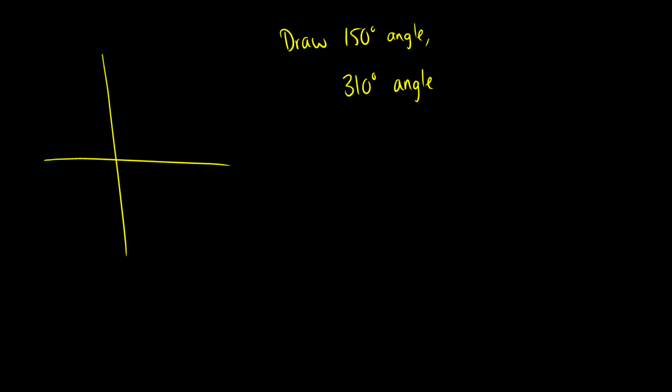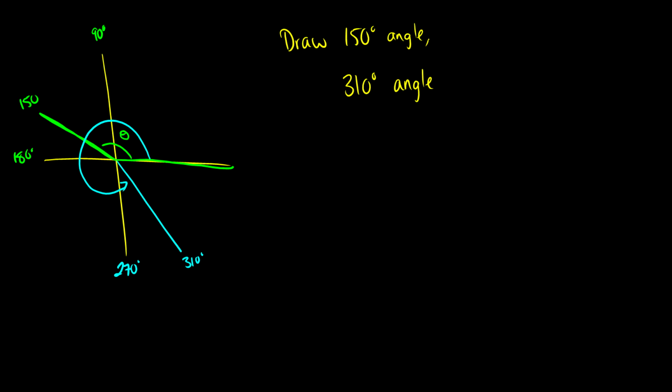So, for instance, if we want a 150 degree angle, we know that 90 degrees is up on top, 180 degrees is on the left here, so 150 is about right there. So when we draw our angle here, it's going to look like this for 150. Now 310, well, down here is 270 degrees, so 310 must be just a little bit more after that. So that is going to look something like this, 310 degrees here. So we have an angle that goes all the way around like this, and that's 310.